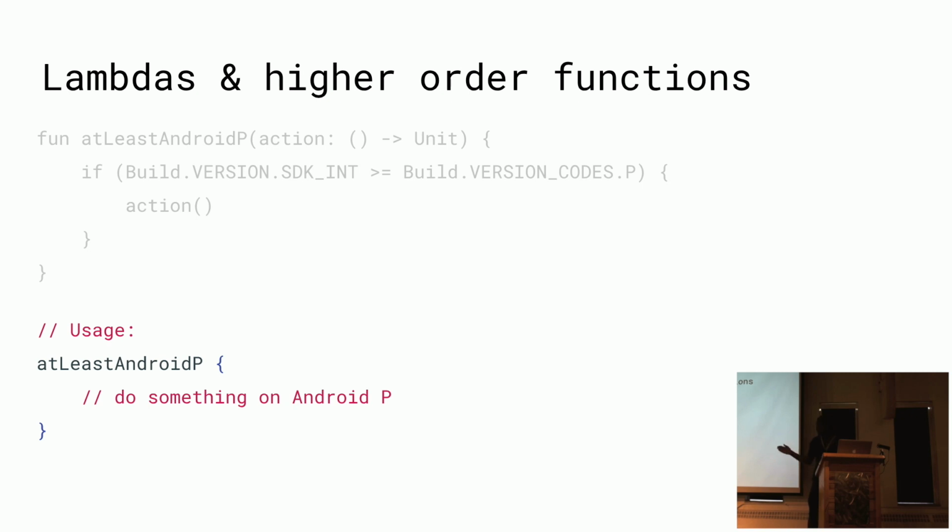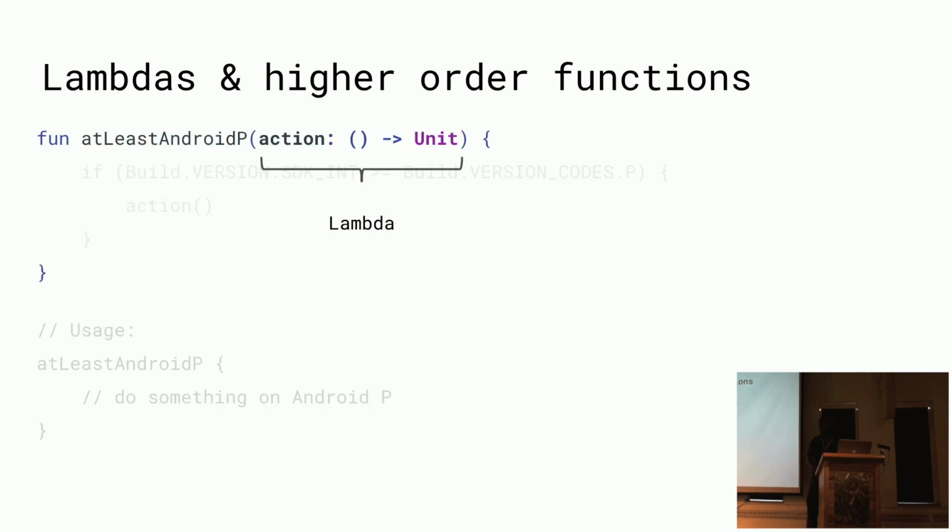To use it, it looks like this. It's just a block of code, and you put your action in there. So let's look at the structure of the function. The action, which has the parentheses and an arrow returning Unit, is called the lambda. It's the function that, as you can see here, has no parameters and returns Unit.